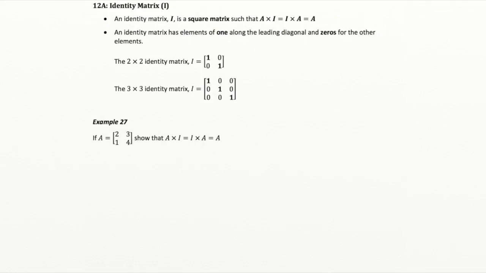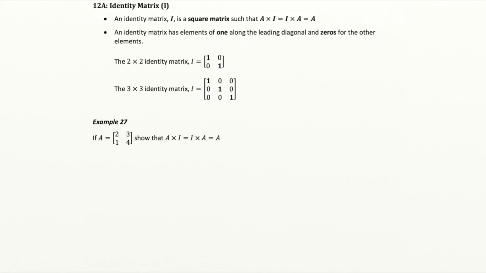So the identity matrix is a square matrix such that A times I is equal to I times A, which is equal to A. So pretty much what you can think of the identity matrix is like the number 1. So anything multiplied by the identity matrix is itself, just in the same way that if I were to multiply any number by 1, it's just itself.